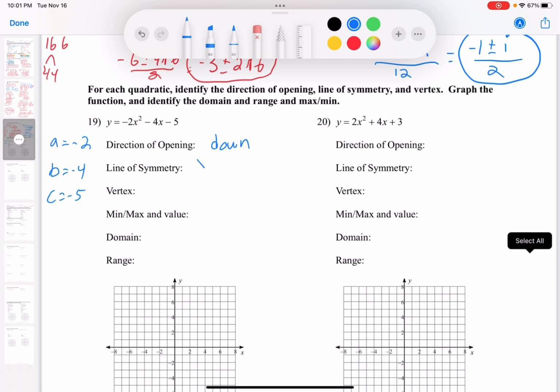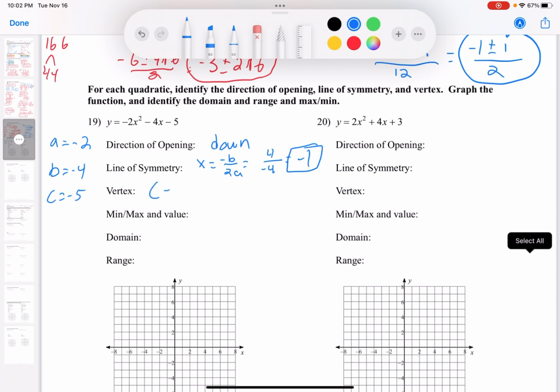The line of symmetry, the formula we use is x is equal to -b over 2a. So b is -4, so that's 4 over 2 times -2. 2 times -2 is -4, so my line of symmetry is x is equal to -1. So that's my line of symmetry.